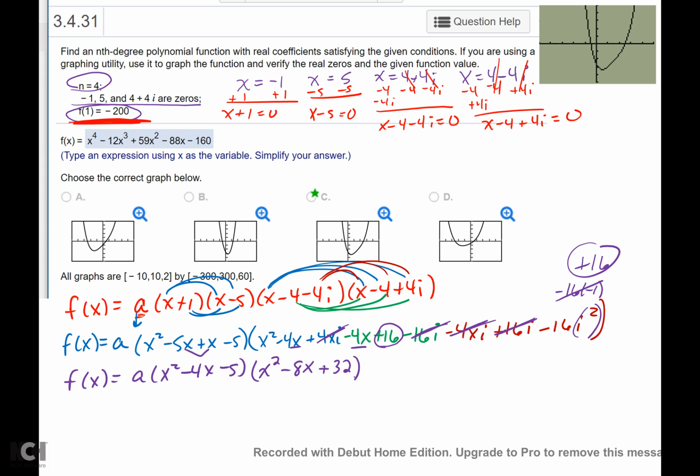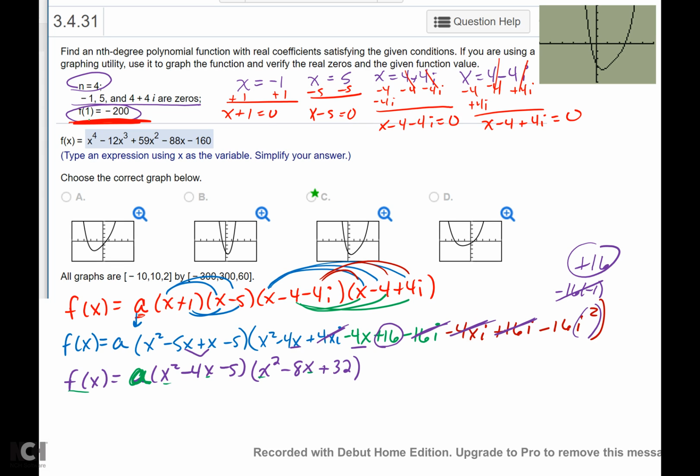And I'm not going to FOIL that out. Well, I'm going to have to. But I'm going to get my leading coefficient first. And it doesn't matter when you find your leading coefficient. Alright, to find my leading coefficient, again, remember, I'm trying to solve for a, which means I've got to know every other letter. And I do.